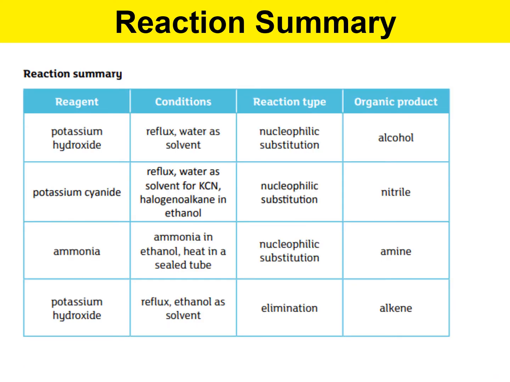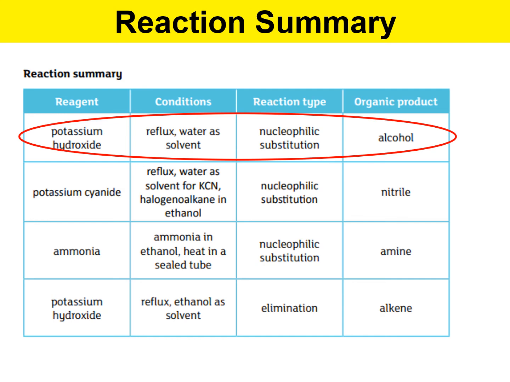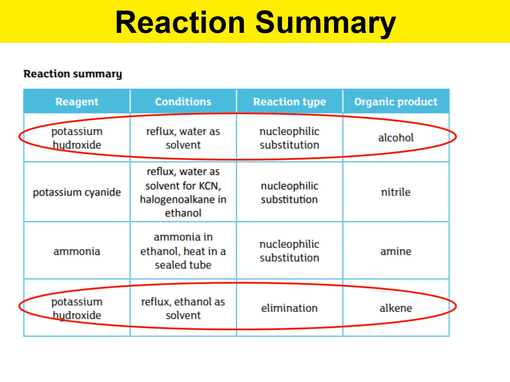This table shows a reaction summary. The first three reactions are nucleophilic substitutions. What is interesting is if we look at our reagent as potassium hydroxide, if we change the conditions from water as the solvent to ethanol as the solvent, we get a different type of reaction. Instead of getting nucleophilic substitution, we get an elimination reaction and form an alkene.